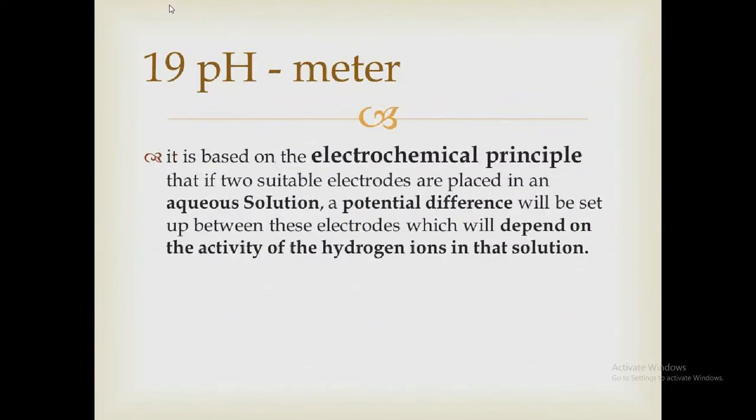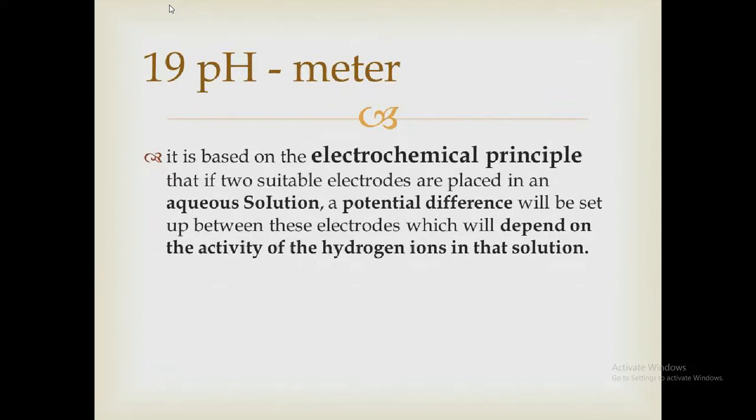The pH meter is based on the electrochemical principle. Very important. Again, an MCQ based on this can be asked. The pH meter works on the electrochemical principle. In this, two suitable electrodes are placed in aqueous solution. Very important, placed in aqueous solution. When two suitable electrodes are kept in aqueous solution, a potential difference will be generated between these two electrodes, and it depends on the activity of the hydrogen ion present in the solution.